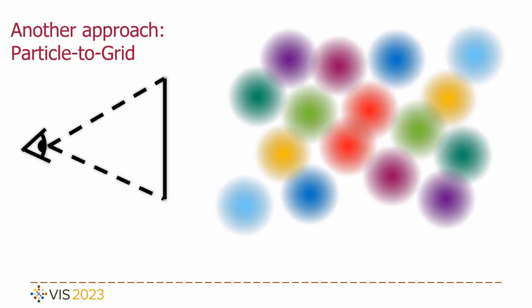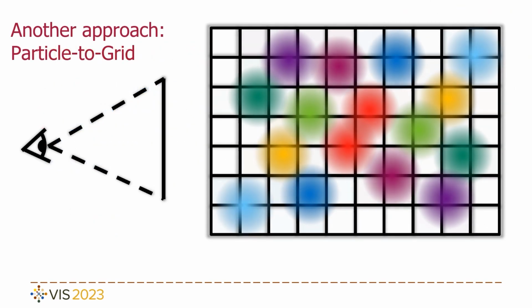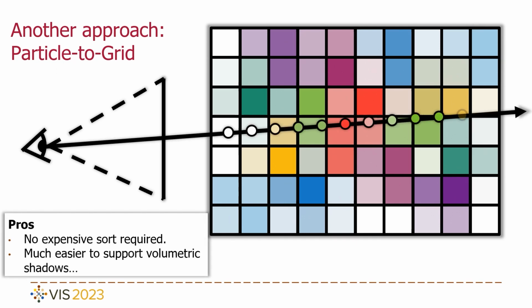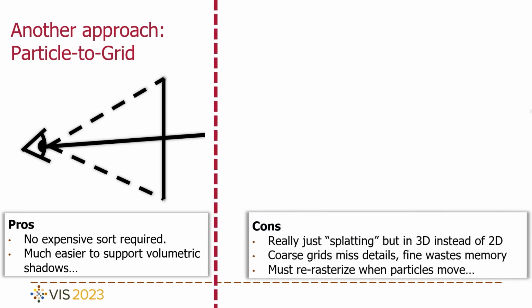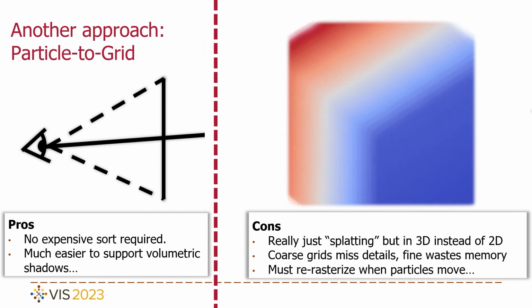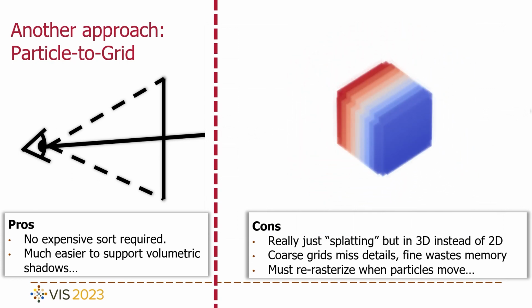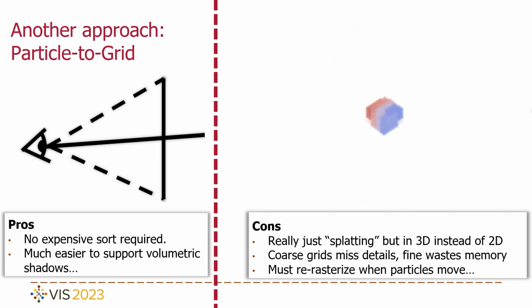Another approach to rendering particles is to rasterize them into a regular grid and then employ voxel-based ray marching. With this approach, you no longer need to sort colored particles, and it's much easier to support volumetric shadows. But really, this is just splatting in 3D instead of 2D, and similar limitations apply. Coarse grids miss fine details, while fine grids waste memory, and ultimately you must re-rasterize these grids when particles move.